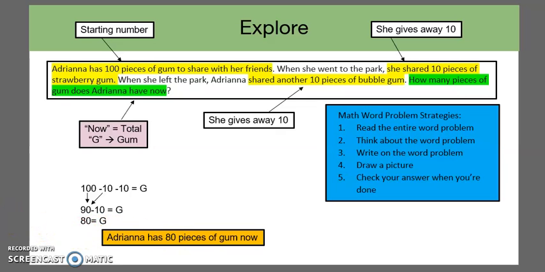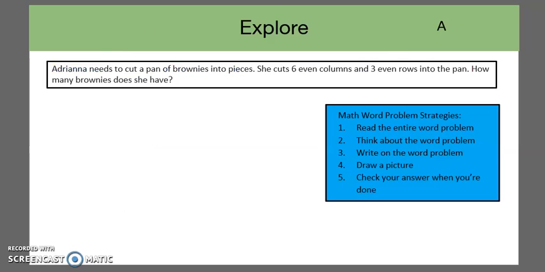We're going to look at another math word problem. Adriana needs to cut a pan of brownies into pieces. She cuts 6 even columns and 3 even rows into the pan. How many brownies does she have? So please pause the video, think about a solution and a plan to get to our answer.